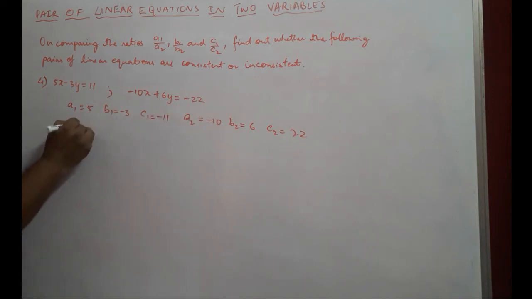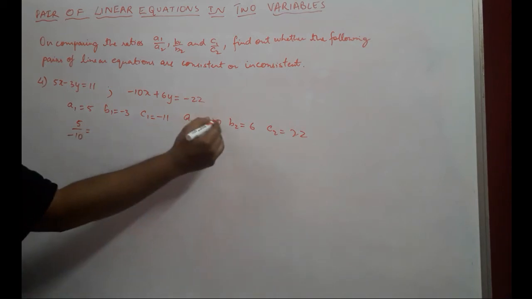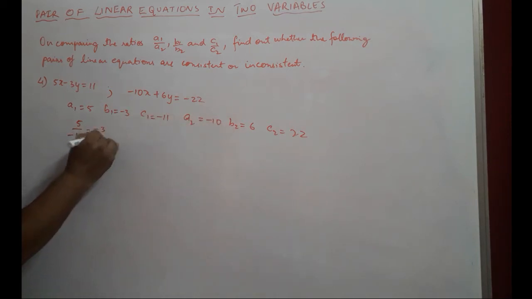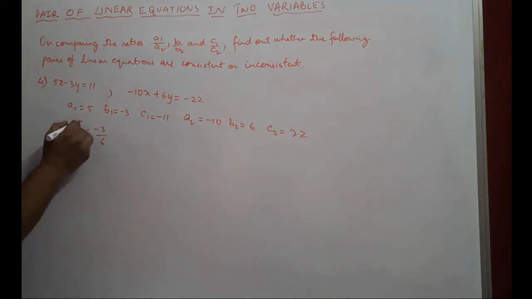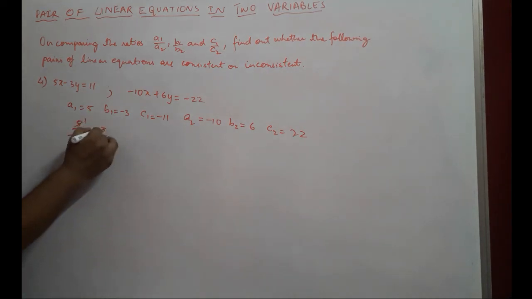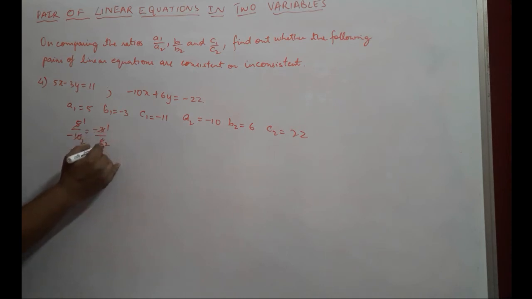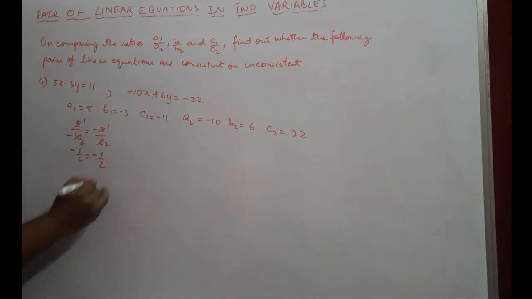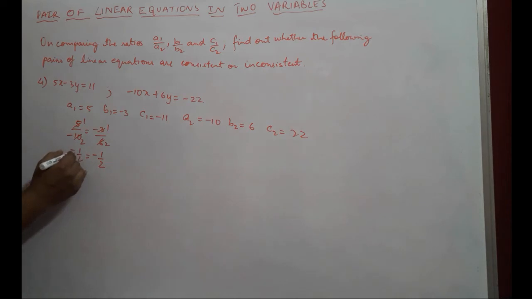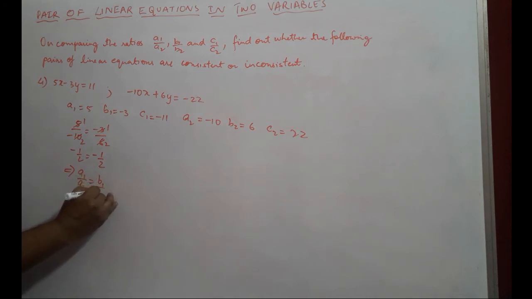So A1 is 5 and A2 is minus 10 and B1 is minus 3 and B2 is 6. Okay, so in this case 5 ones are 5, 5 twos are 10, 3 ones are 3, 3 twos are 6. I will take the negative side on top. So 3 ones are 3, 3 twos are 6. So you have minus half here as well. So that means the two are equal to each other. This implies that A1 upon A2 is equal to B1 upon B2.